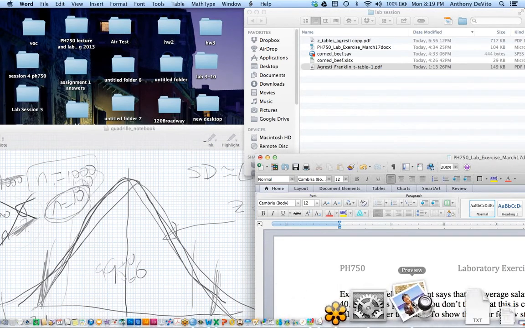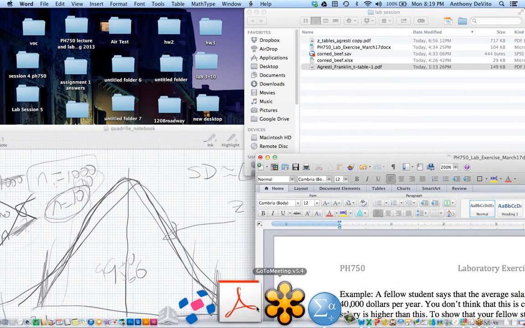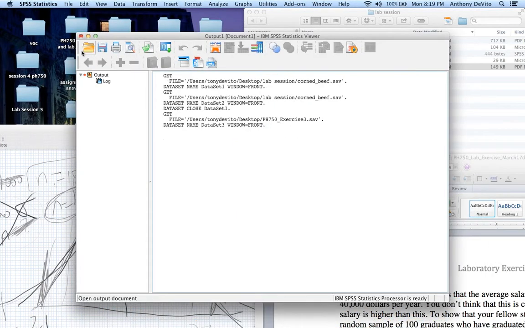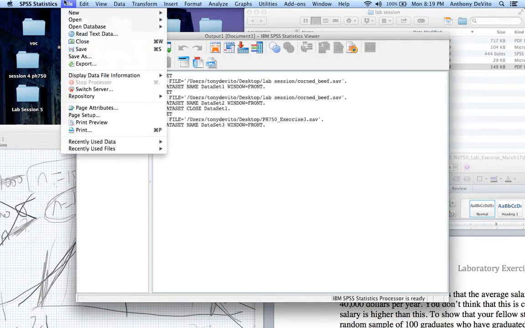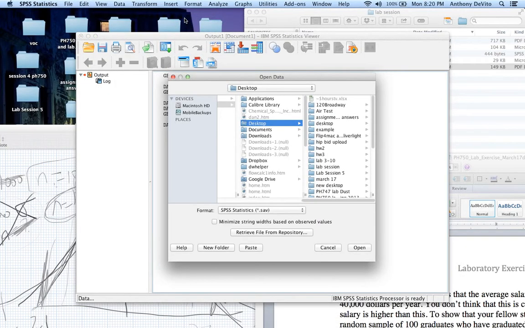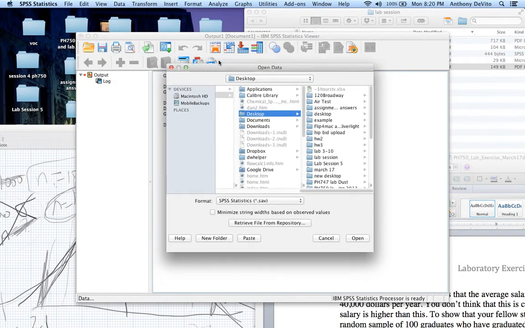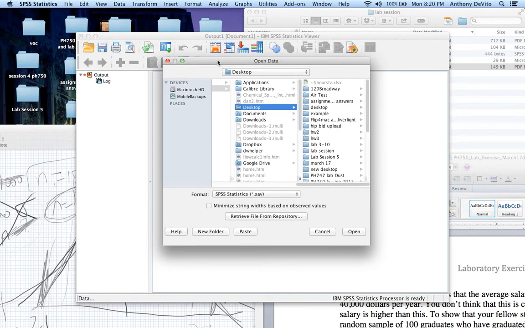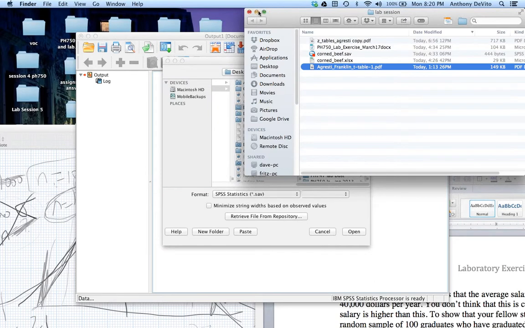So I'm going to open SPSS. Actually, I kind of have it open. I just need to get it to appear. And I'm going to go up to File. I'm going to say Open, Data. Now, I can use this browsing window to navigate around my computer to find the file.